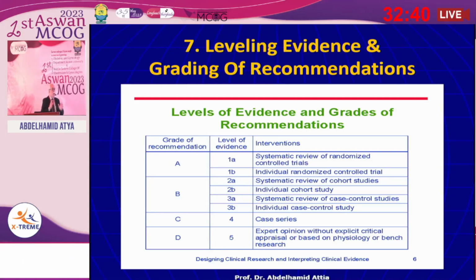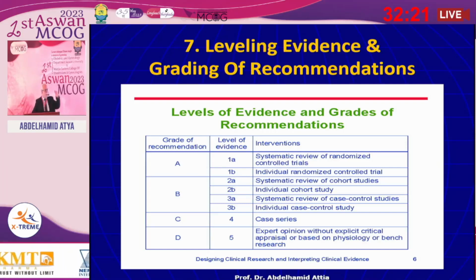And only in absence of all research, there is no research on this question, they start to get expert opinion by a process known as Delphi method. This expert opinion, they should reach consensus by Delphi method before getting the recommendation.